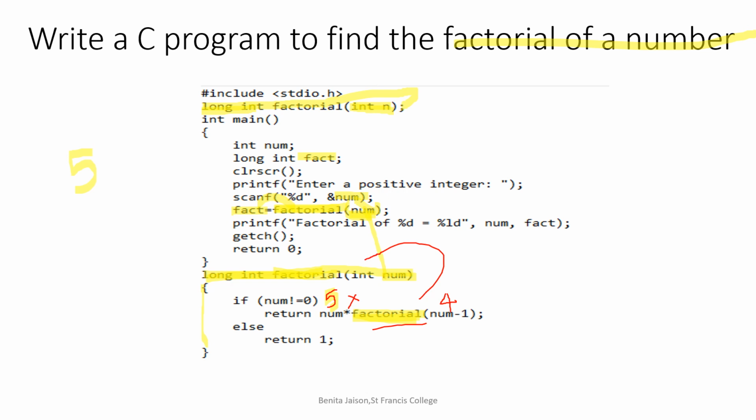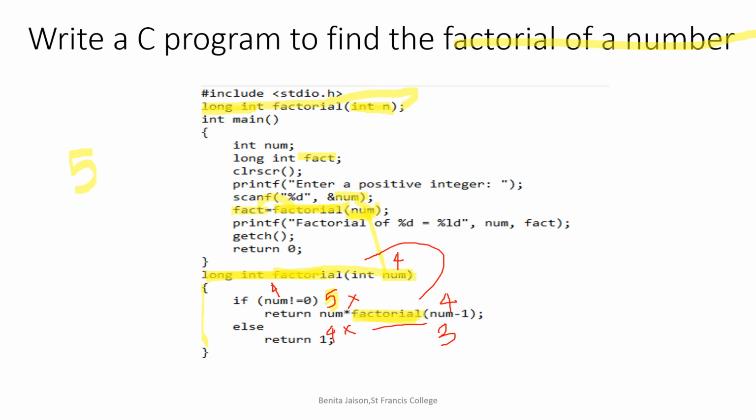Again the value of 4 is assigned now to the variable called num. If num is not equal to 0, now the current value of num is 4. 4 is not equal to 0, so it will come to this line, return, instead of 5, now it is becoming 4. 4 into factorial of 4 minus 1 is 3. So again we are calling factorial of 3. It will come over here.